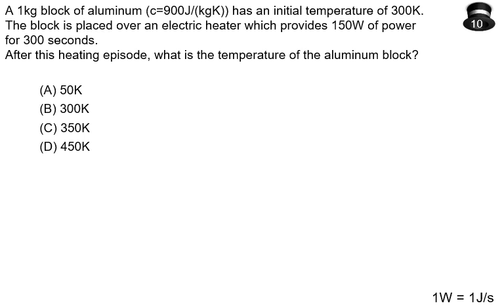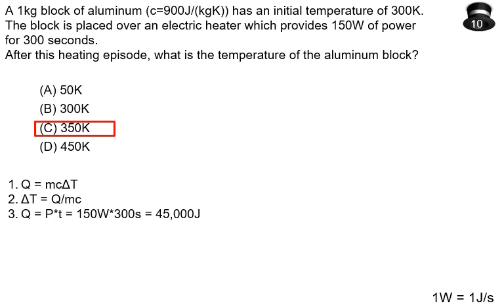I'm going to assume that you've paused, worked it out, used Q = mc ΔT, and come back. So it's 350 Kelvin. Again, we have the heat transfer: the mass of our aluminum block times its specific heat capacity times its change in temperature. We can solve for the change in temperature based on the heat transfer. The heat transfer is just our power times time. There was 150 watts of power times 300 seconds, so 450,000 joules of energy are being transferred via heat. Then we can plug those numbers in, and we get that the change in temperature is 50 Kelvin.